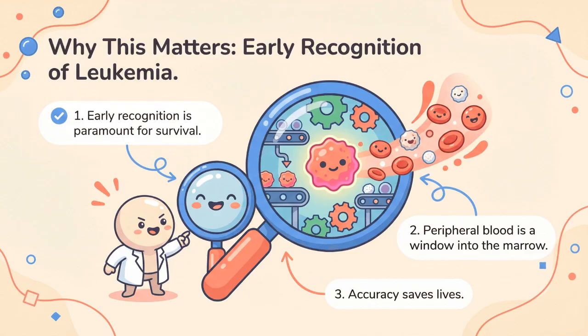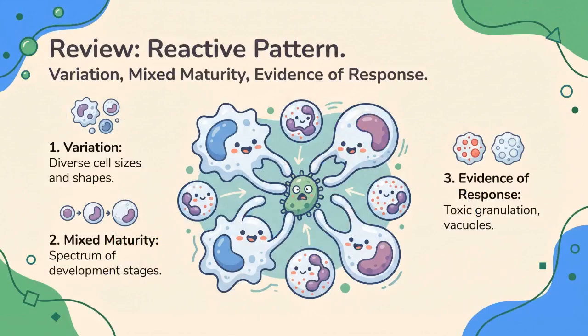Now, let's quickly review what a reactive pattern looks like. Before we delve deeper into malignant patterns, let's briefly review the characteristics of a reactive pattern in white blood cells, which we have previously discussed. A reactive process is the body's normal physiological response to various stimuli, such as infections, inflammation, or stress. When examining a peripheral blood smear in a reactive state, you will typically observe several key features.